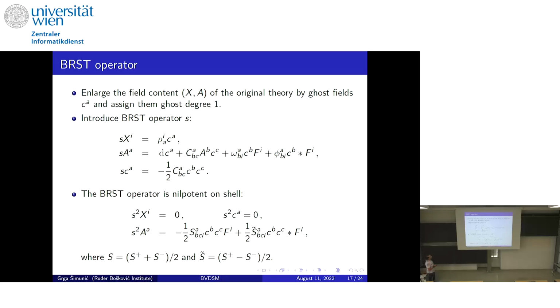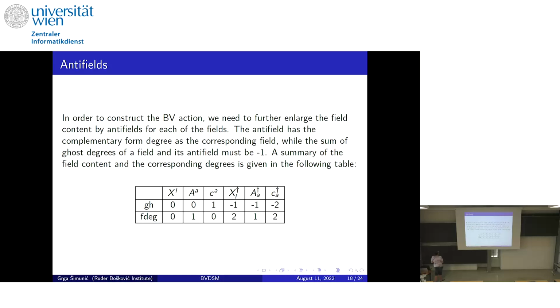Okay. Next, to get to the BV part, we also need to introduce anti-fields for every one of the fields that we had. So we have doubled the number that we had before, introducing X dagger, A dagger, and C dagger. Their ghost and form degrees are in this table. So X dagger and A dagger have ghost degree minus one, while C dagger has minus two. While looking at form degrees, A dagger has form degree one, and X dagger and C dagger have form degree two. One thing to note here that is pretty important is that there are no scalar antifields.